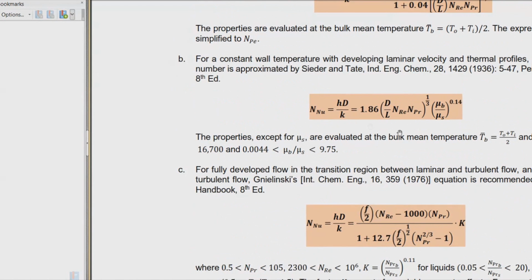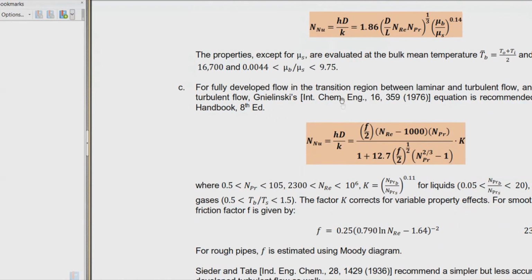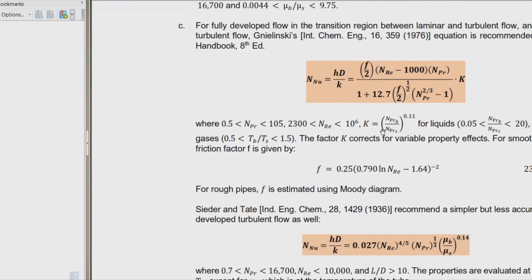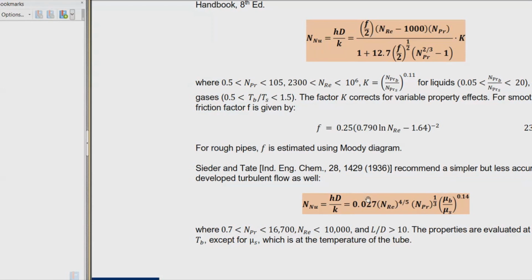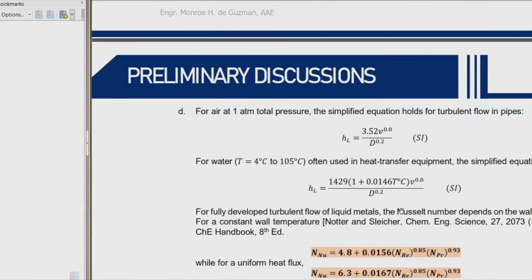Now there's one, and remember there's just some exception for this, so remember to use this. And the fully developed flow for the transition region and turbulent flow, so we'll be using this for the transition and the turbulent flow. And lastly, we have this simpler equation for Seider and Tate. Again, he also had some kind of simplified equation, and we'll be using that to check the answers.